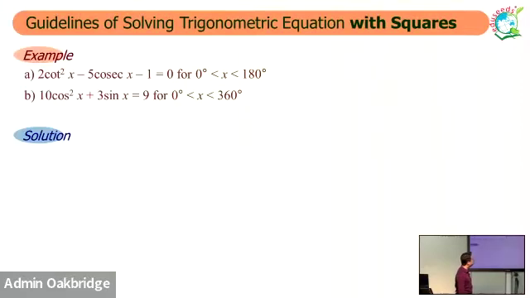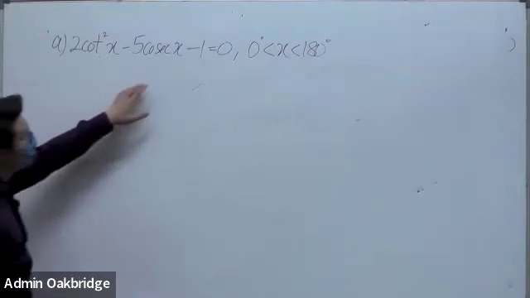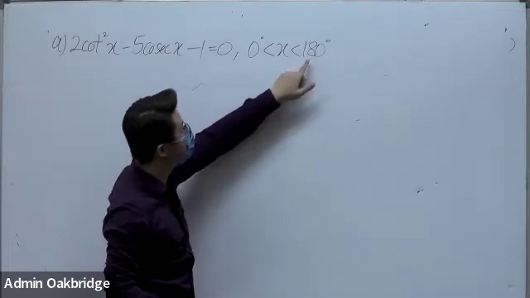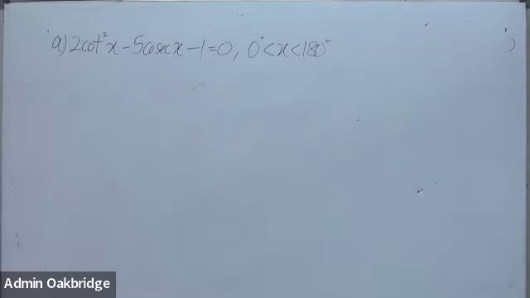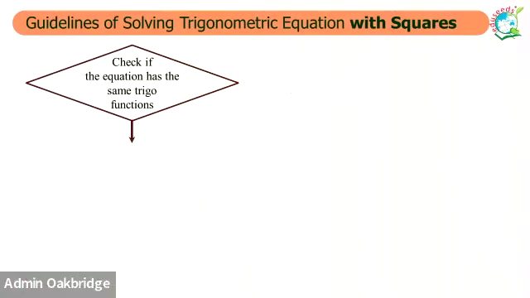All right, look at this question. You see, this is something special about this equation: the interval is not from more than 0 until less than 360, but it's less than 180. Okay, so what is our first step? Let's go to the flow chart. Our first step, check if the equation has the same trigo function or not.